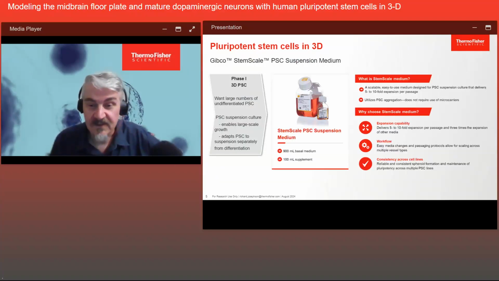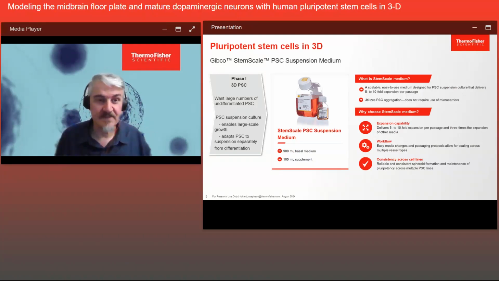So we start the culture at the pluripotent stem cell stage, and we're using a Gibco medium called StemScale PSC suspension medium to do that. This medium allows stem cells to grow in suspension without microcarriers. Instead, the PSC self-assemble into uniform spheroids. And then the workflow is rather simple, but you can get 5 to 10-fold expansion of the cells in every passage while maintaining their pluripotency over a large number of passages.